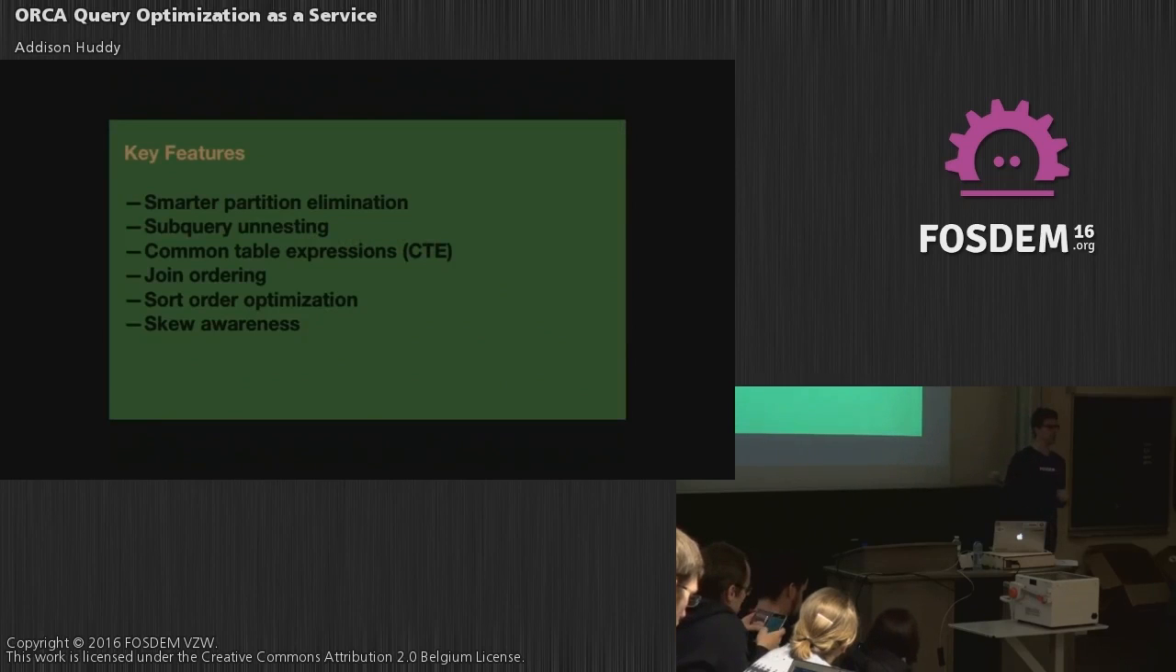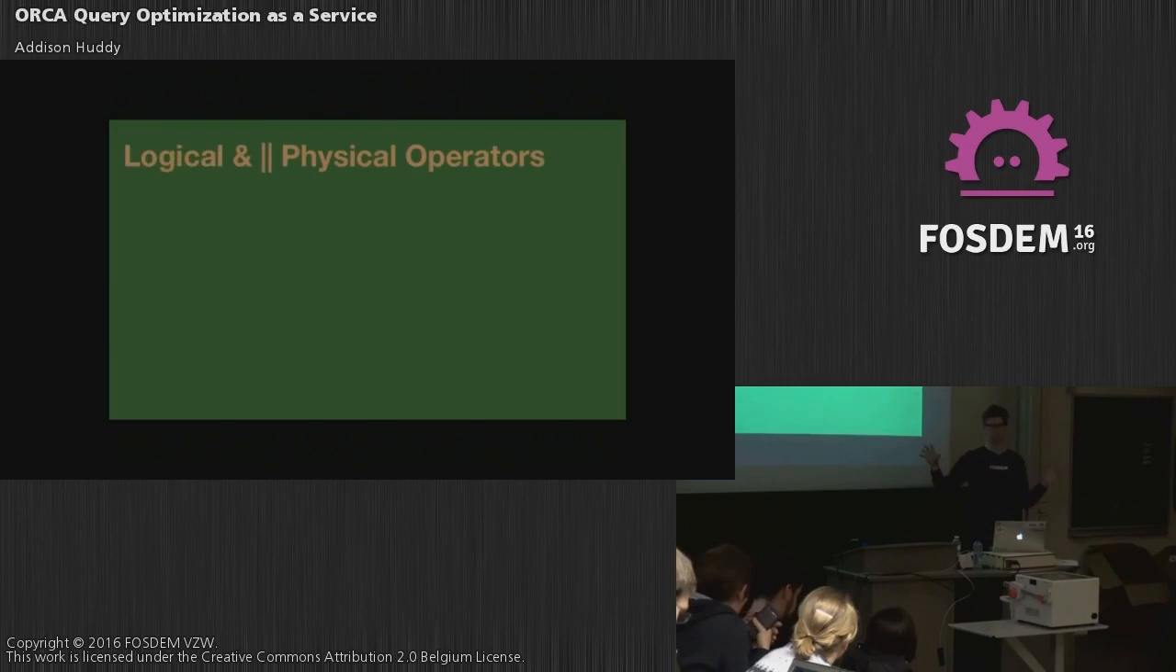So some key features: we do really smart partition elimination, making sure that we're not grabbing data from where we don't need to. We unnest subqueries. We do common table expressions and try to reverse the query trees where necessary. We look at join ordering, how we're actually bringing the joins together, sorting, and we're really aware of skew. So we do a lot of cardinality estimation to understand the underlying data.